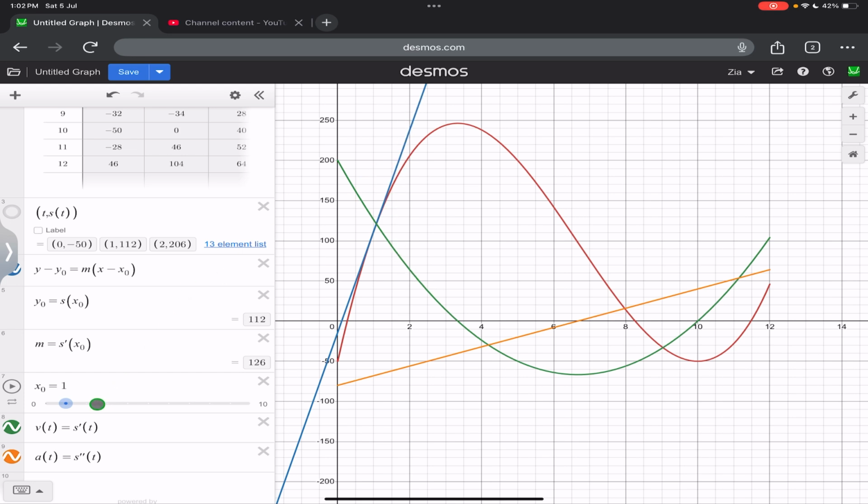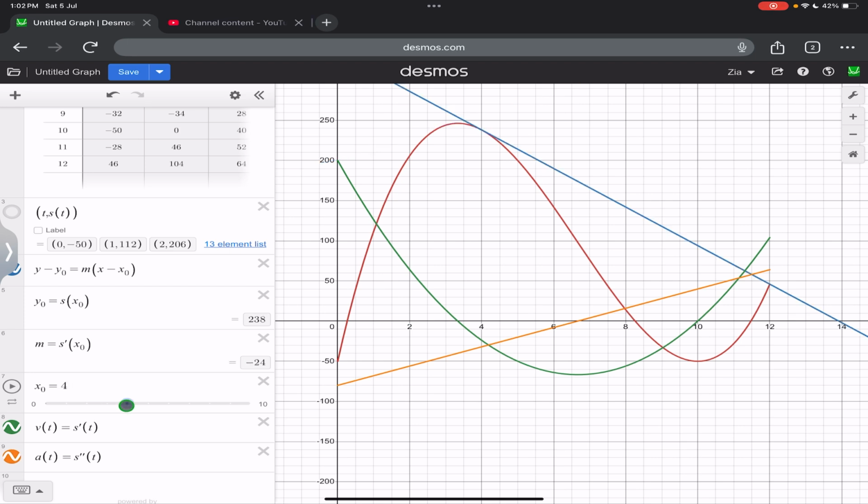So at t equals 2, the velocity value, or we can say the slope of this line, is 64. Somewhere here is 64, you guys can see. Similarly, if we go forward, at t equals 3 the slope is 14. So at t equals 3, somewhere here is 3, the velocity value is 14.